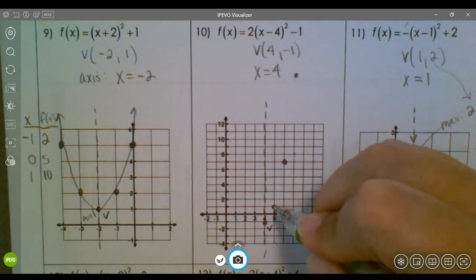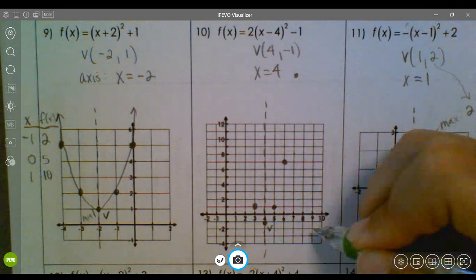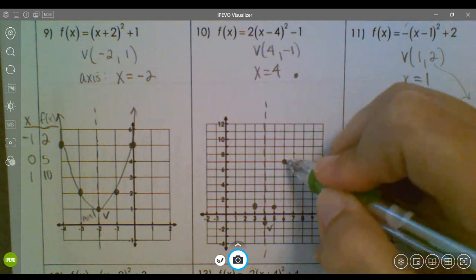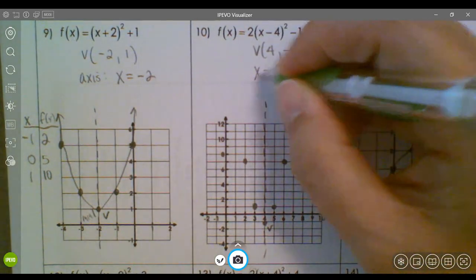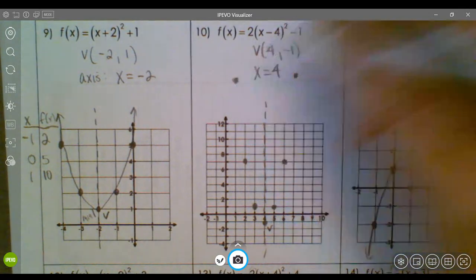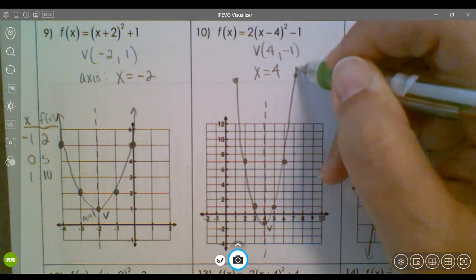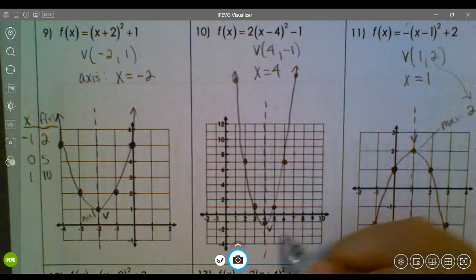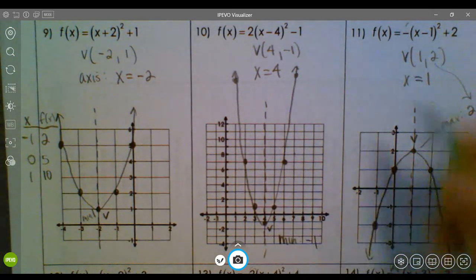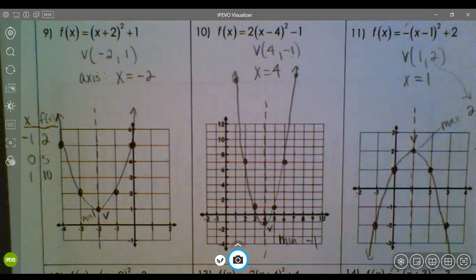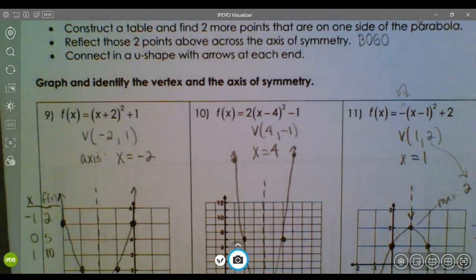And again, my BOGO points, this is 1 to the right, so BOGO 1 to the left. 2 points to the right, BOGO's 2 points to the left. 3 to the right, BOGO's 3 to the left. And then I draw my parabola. And again, my minimum value is -1. That's the y coordinate of my vertex. Okay, so that's something I want to add here.